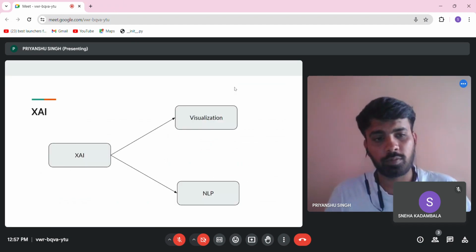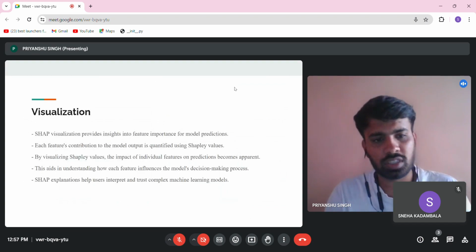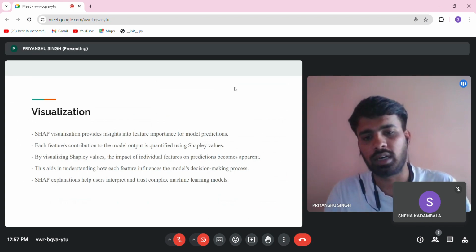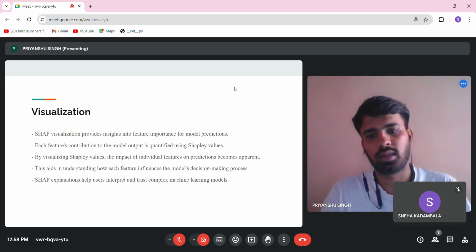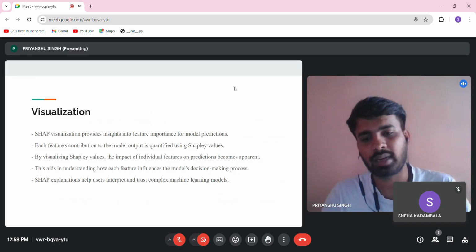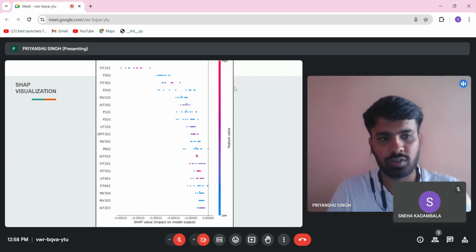The second part of the project is explainable AI. Here there are two sections, visualization and NLP. In the visualization, we are using the SHAP model. The SHAP model gives values showing how much each attribute is contributing to the prediction of the model. It gives a positive as well as a negative value. Positive means it is creating a positive impact in the prediction of the model. A negative value indicates that it is creating a negative impact in the model prediction. So this is the graph which we have got after using the SHAP visualization.